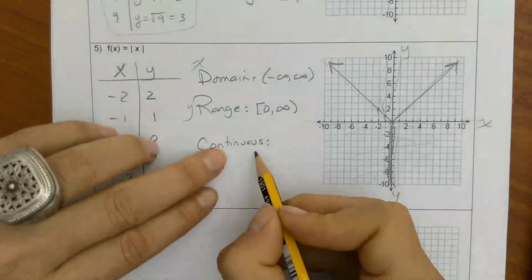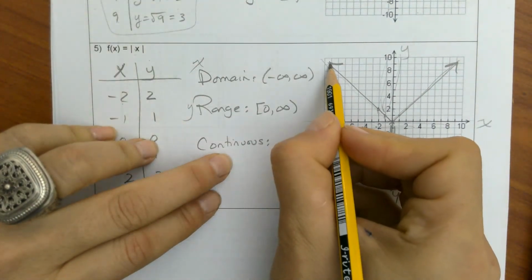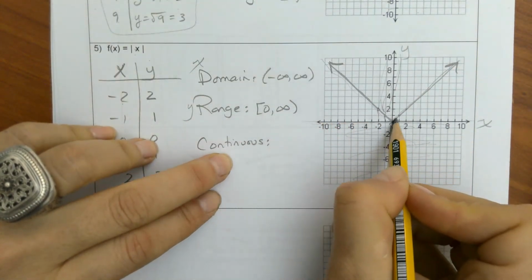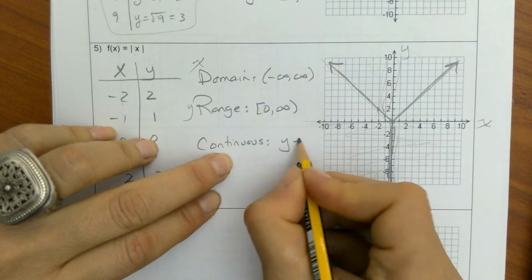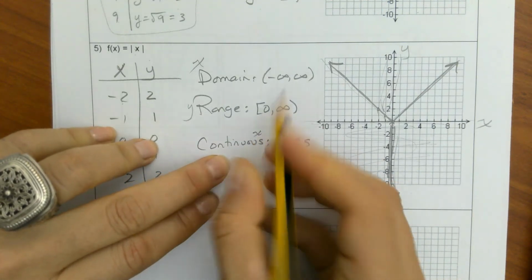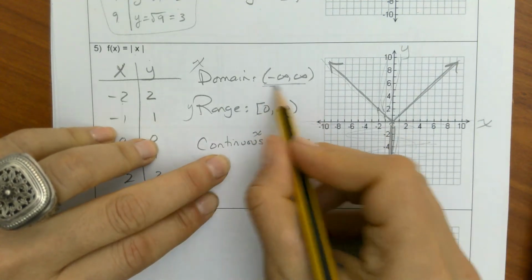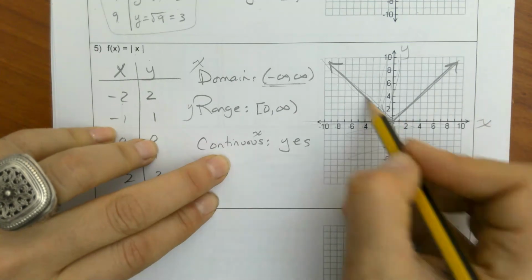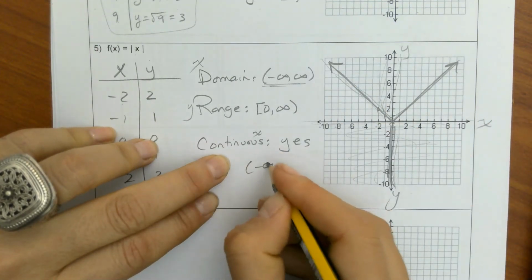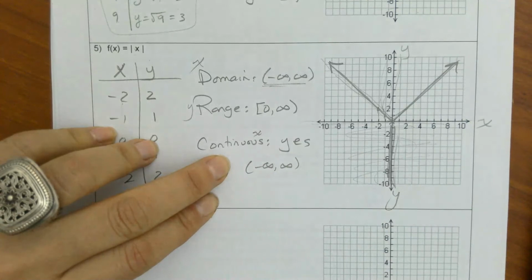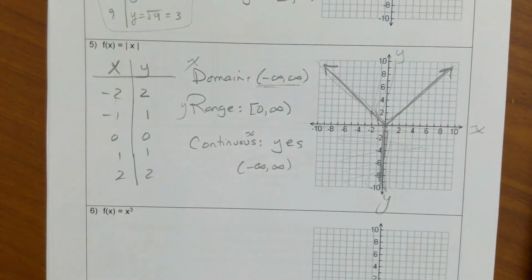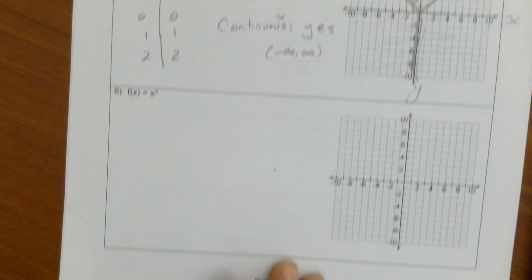And is it continuous? Can I draw this without lifting my pencil? Yes. And where is it continuous? We always look at the domain. And it's always continuous, right? So I say it's continuous everywhere on the x-axis. Okay. All right. Next one.